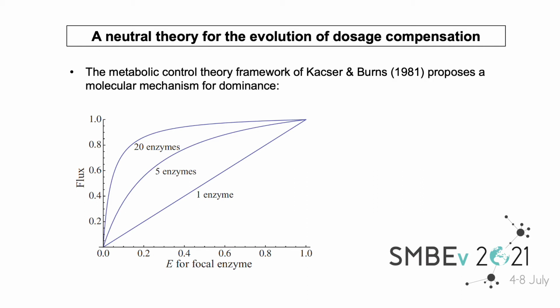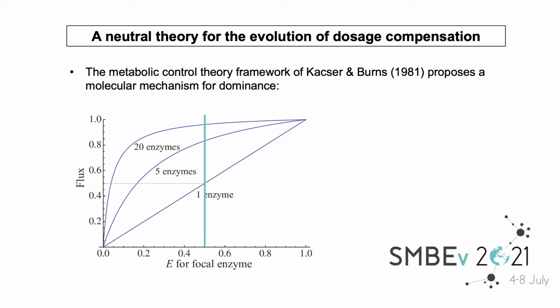What does this all mean with respect to dominance? Well, recall that dominance is a deviation from additivity. So let's imagine that we have an individual who is heterozygous for a wild-type allele with complete enzymatic activity and a knockout allele with 0. Under additivity, we would expect to see that the enzyme efficiency is half that of wild-type, and we would also see that the flux through the pathway is also 50%.